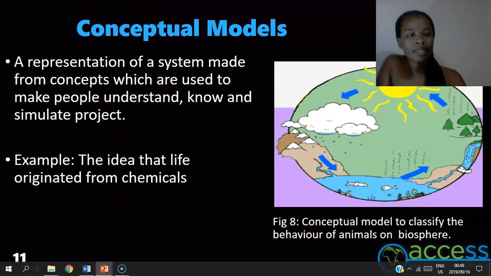When it comes to conceptual models, it's all about scientists taking all the concepts in order for us to understand how a certain thing occurs. For instance, the idea that life originated from chemicals. Scientists gathered concepts to make us understand how life originated from chemicals. If you take a look at figure 8, we have a biosphere. In order to understand the behavior of animals in this biosphere, scientists gathered information using concepts, meaning that they built their model using the concepts to explain to us how these animals behave in this biosphere. So conceptual models are all about making a model out of concepts.